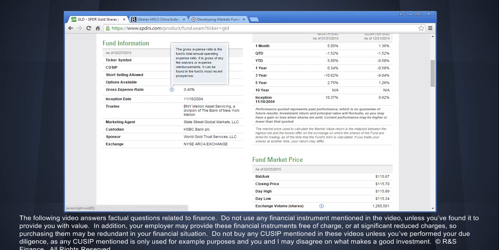And you'll see that SPDR does a great job. It says the gross expense ratio is the fund's total annual operating expense ratio. It is gross of any fees or expense reimbursements. It can be found in the fund's most recent prospectus.